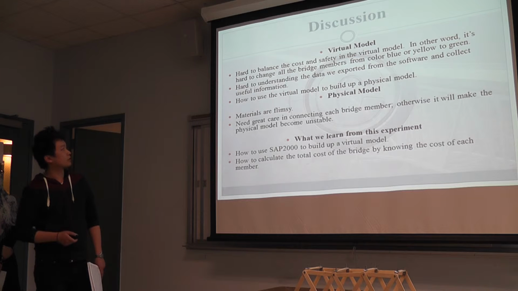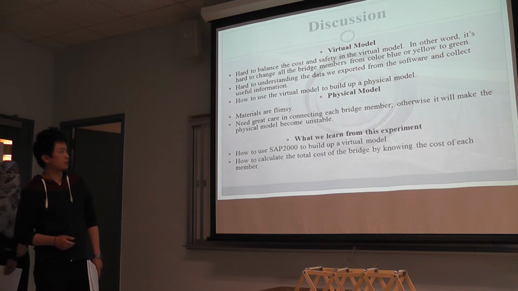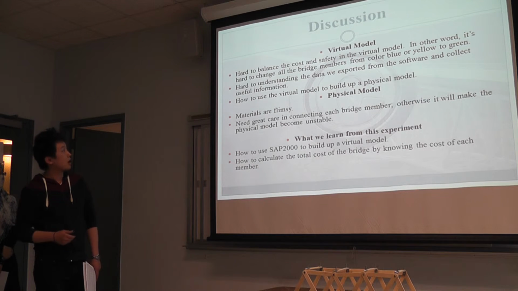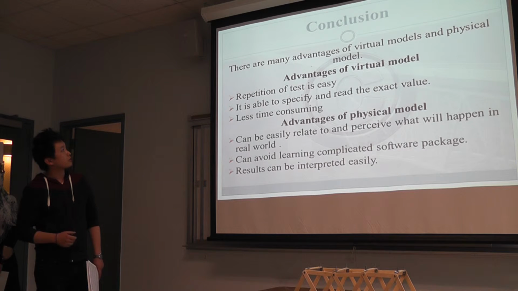And for the physical models, the materials are flimsy, and we need great care in connecting each bridge member, otherwise it will make the physical models become unstable. What we learned from this experiment is how to use SAP 2000 to build a virtual model, and how to calculate the total cost of the bridge by knowing the cost of each member. Next is the conclusion.